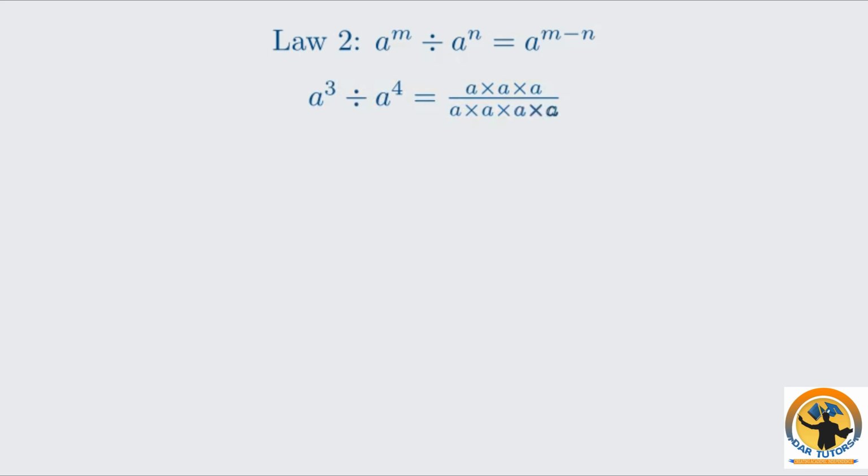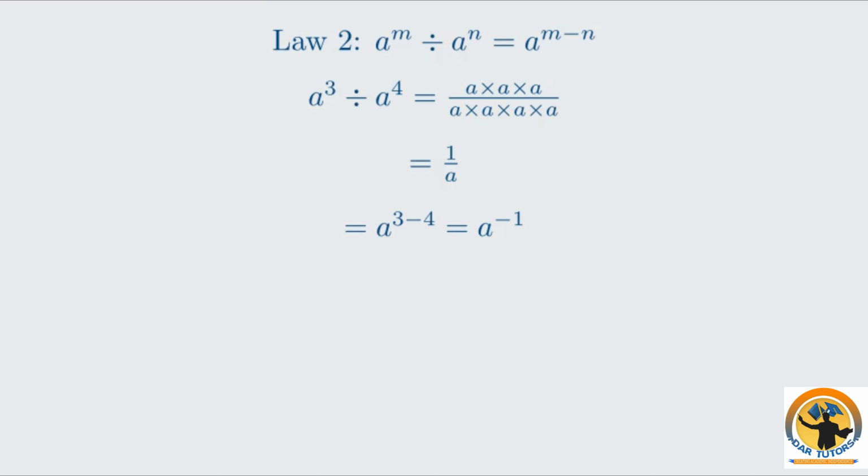Next, let's look at dividing powers with the same base. The rule for division is that you subtract the exponents. So a to the m divided by a to the n equals a to the power of m minus n. Let's use our previous example. A cubed divided by a to the fourth. We can write this as a fraction. We have 3 a's on top and 4 on the bottom. 3 of them cancel out, leaving us with 1 over a. Using our rule, we get a to the power of 3 minus 4, which is a to the negative 1. This shows us that a to the negative 1 is the same as 1 over a.